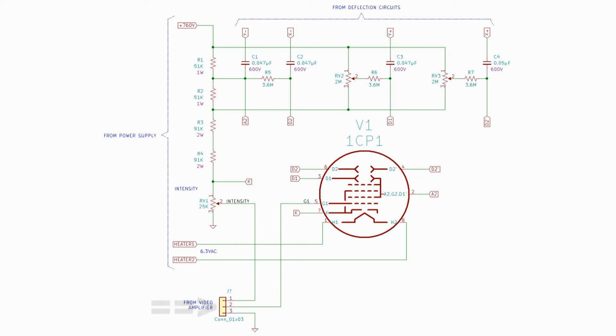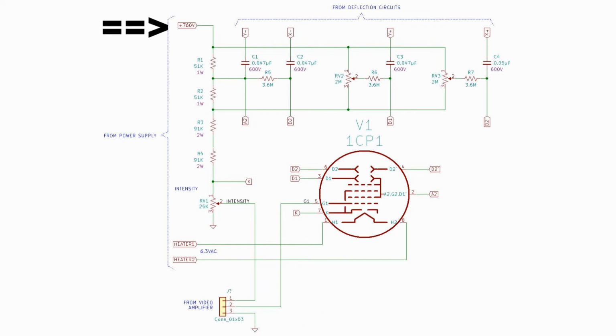The amplified video signal comes back through pin 2 of the connector and is fed to grid number 1 to control the intensity of the electron beam. Pin 3 on that connector is simply to provide a signal return ground back to the video amplifier.